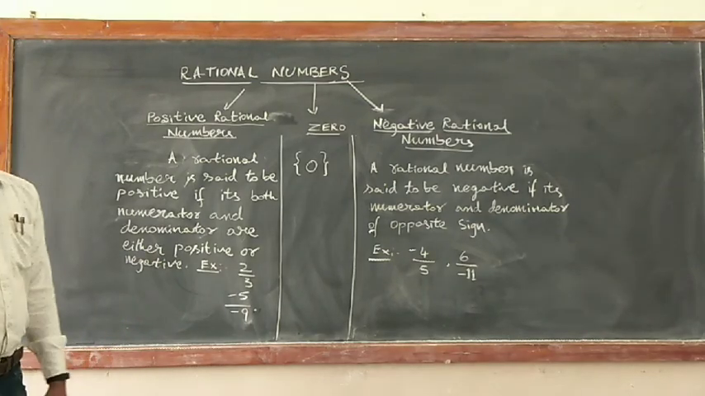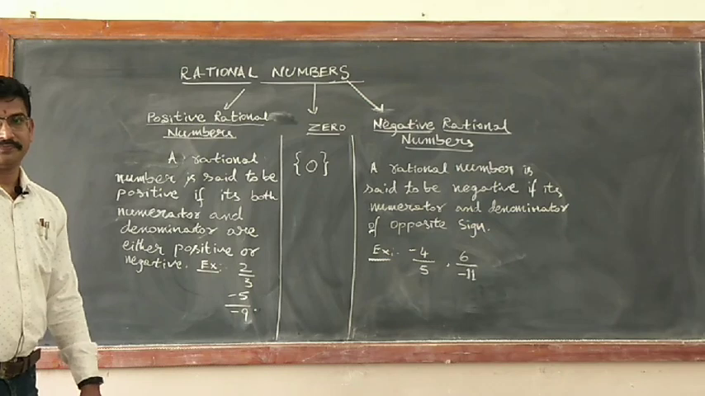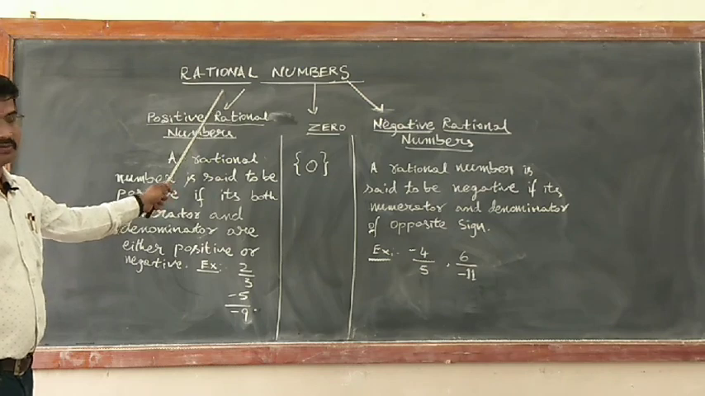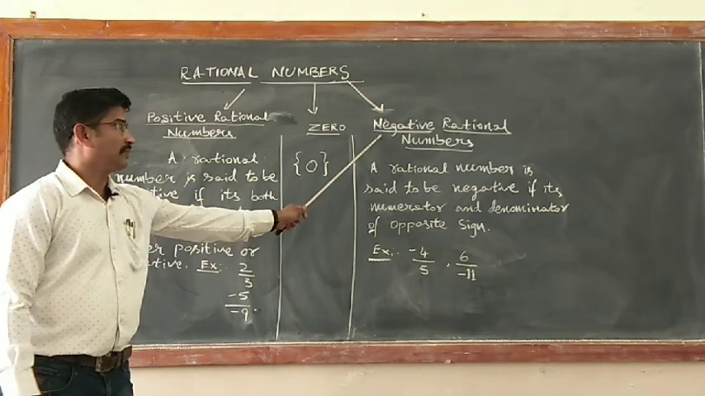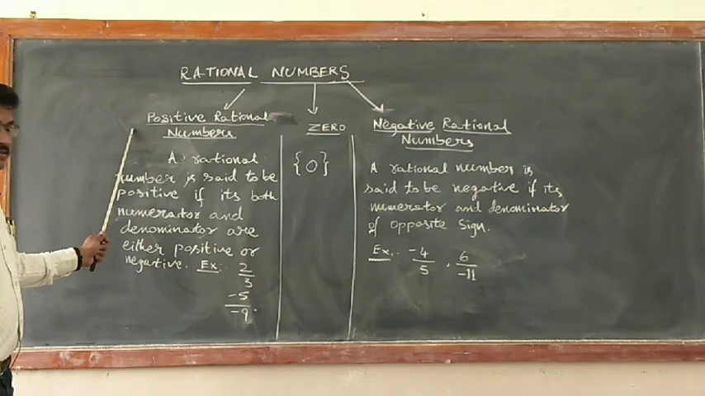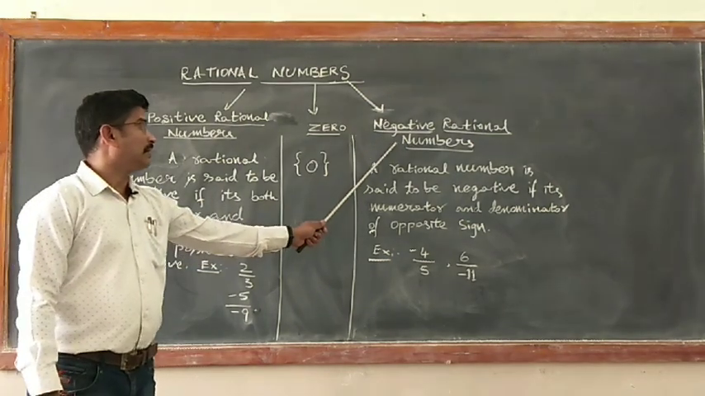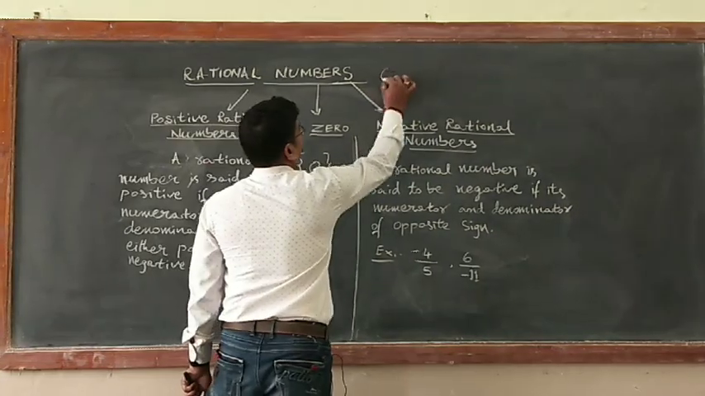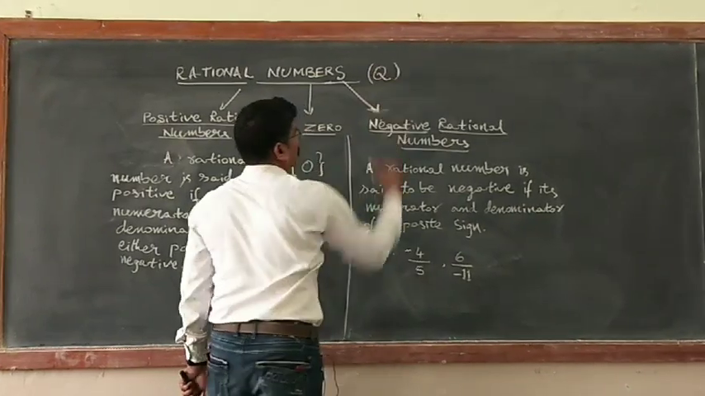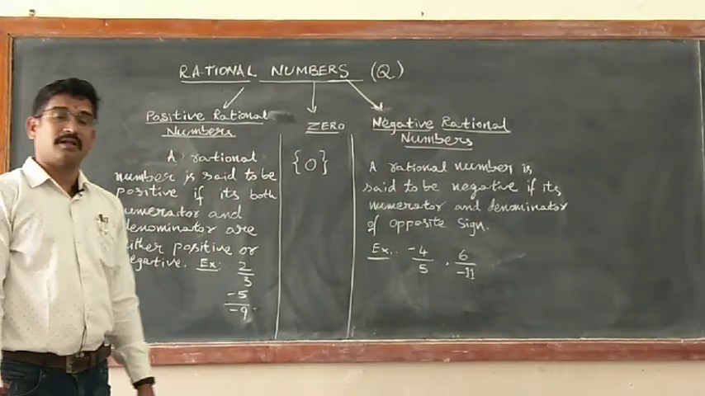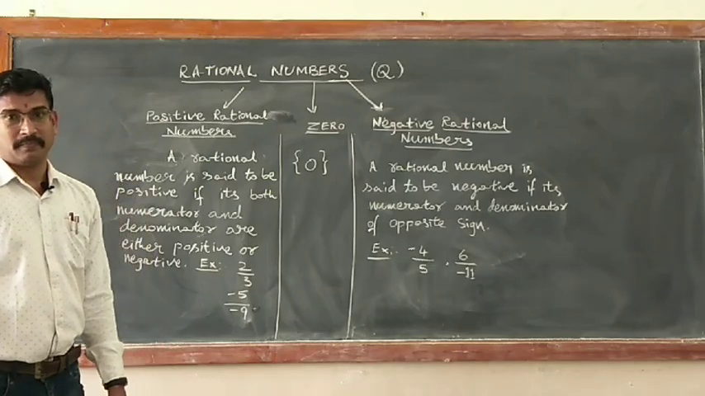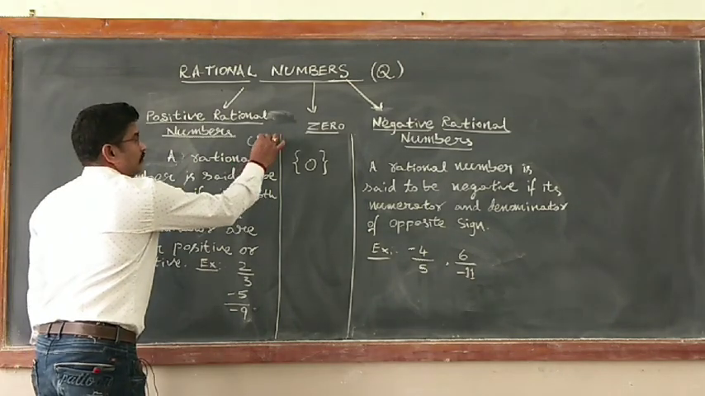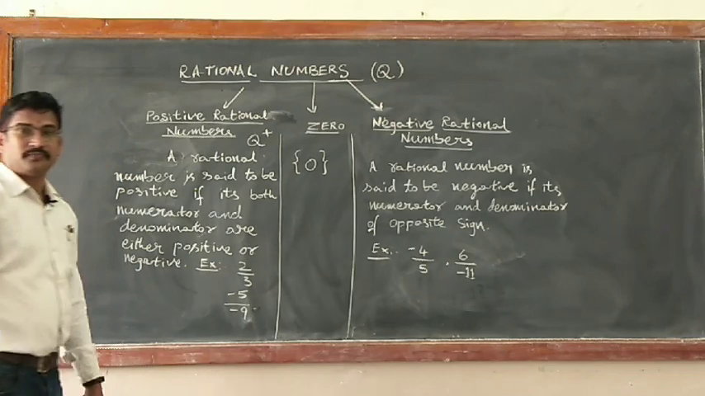For today, we will be learning the types of rational numbers. Rational numbers are mainly subdivided into three subsets, that is positive rational numbers, negative rational numbers and zero. Rational numbers are represented by the letter Q, since rational numbers are also called quotient numbers. Now, positive rational numbers are represented with the sign Q plus.